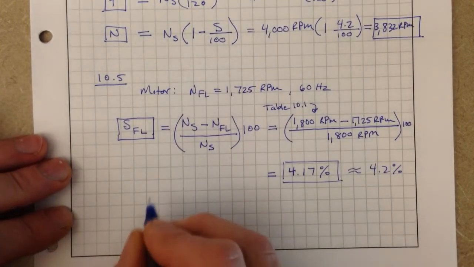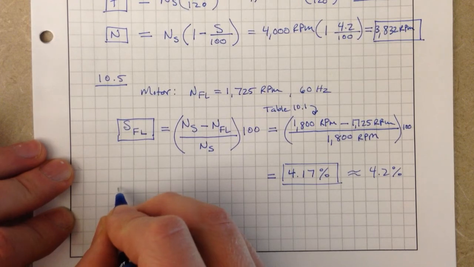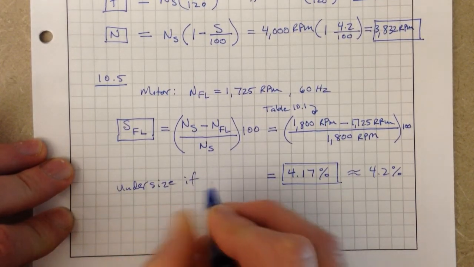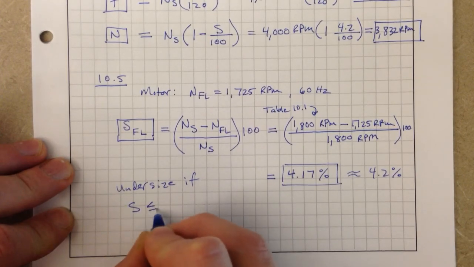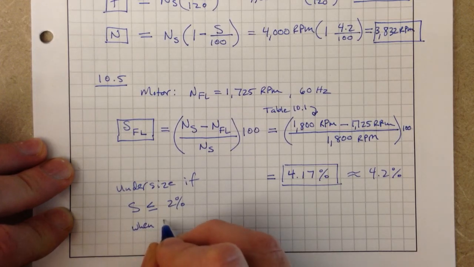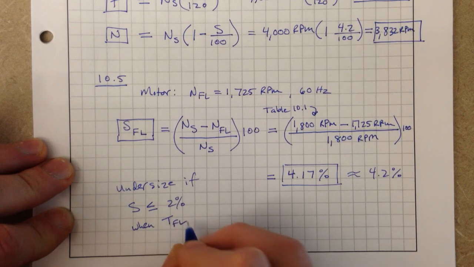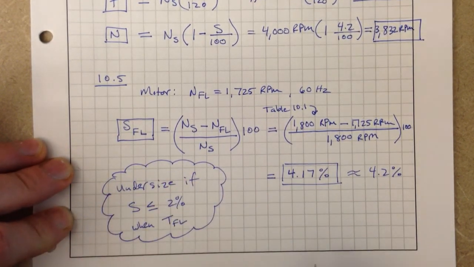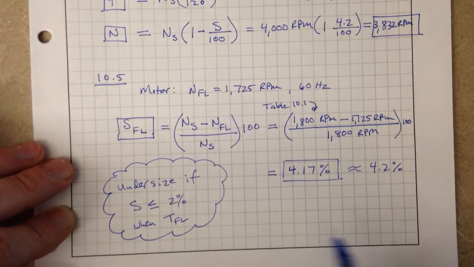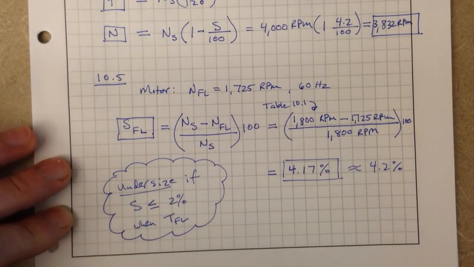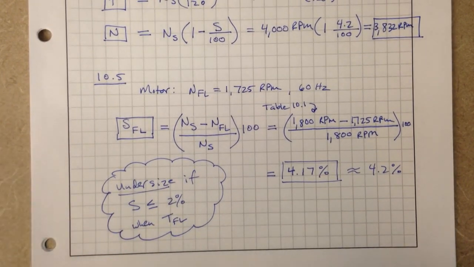Remember, a motor is undersized if the slip is less than or equal to 2% when running at full load, when the motor is at full load torque. So if we have a situation where we have a motor running at full load torque, but our slip is 2% or less, then that motor is undersized. Okay, that's a clear symptom of an undersized motor.